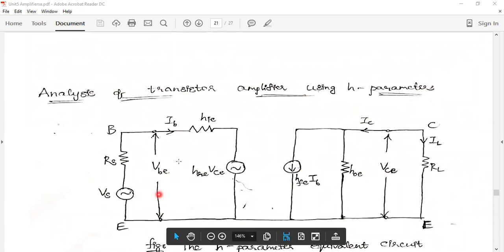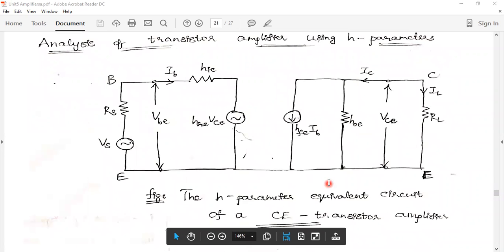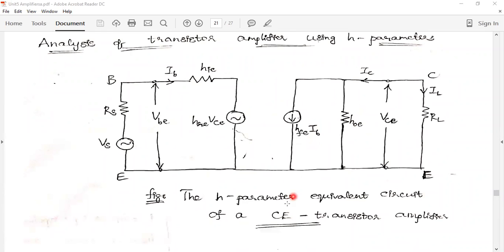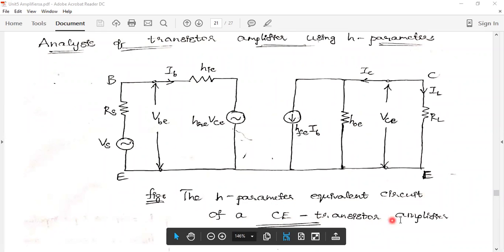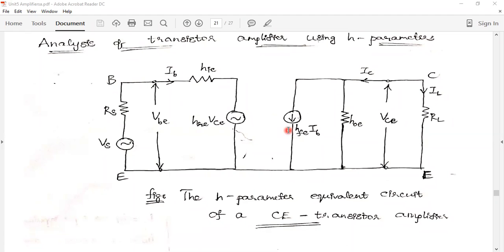This is the actual H parameter model of the 4-port model of the CE configuration. There is the H parameter equivalent of a CE transistor amplifier. For the CE transistor amplifier we have drawn the H parameter equivalent circuit. It is a combination of voltages and currents.